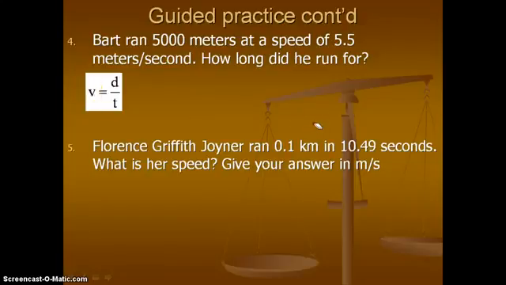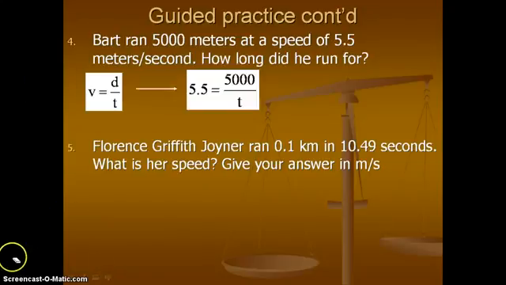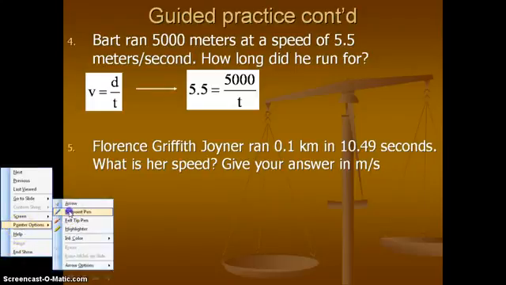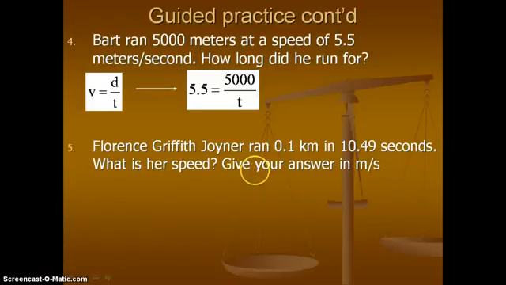The problem asks us, how long did he run for? In this case, how long refers to the time. So we're going to leave time as our variable here. So we have 5.5 equals 5,000 divided by t.